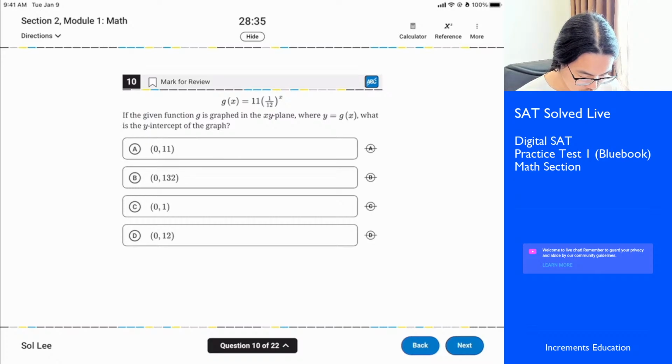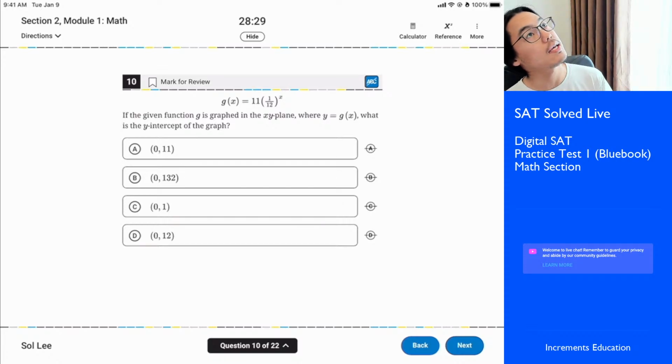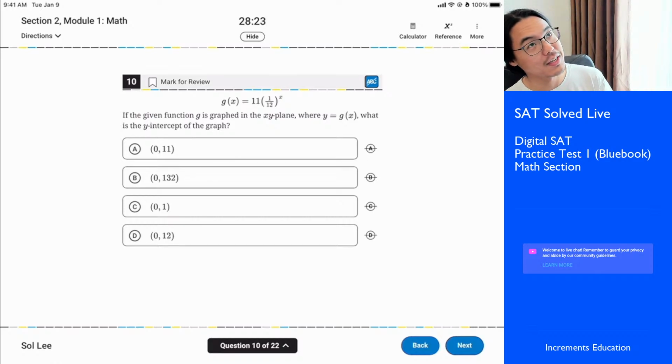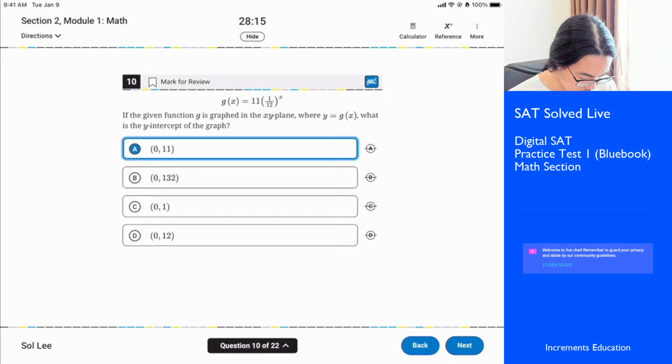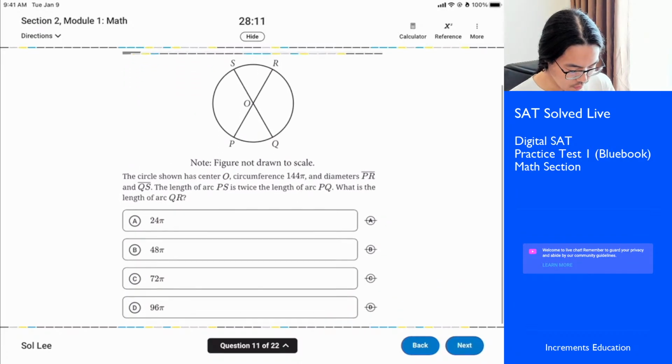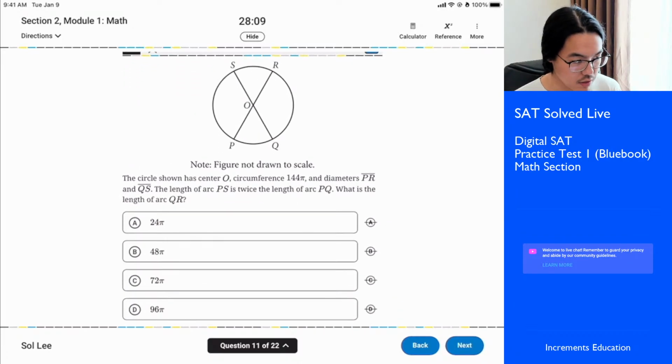Oh, I see. What's the y-intercept? Okay, y-intercept. So y-intercept is when the y is 0. So, no, when the x is 0, so, okay, that's A, B, C, D. So let's make x 0. 1, that's 11. Yeah, that's correct. It's just like remembering algebra as we speak.